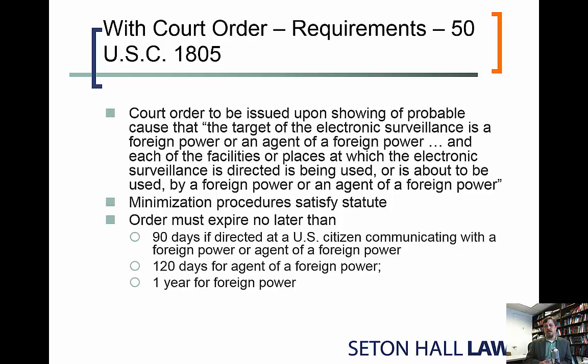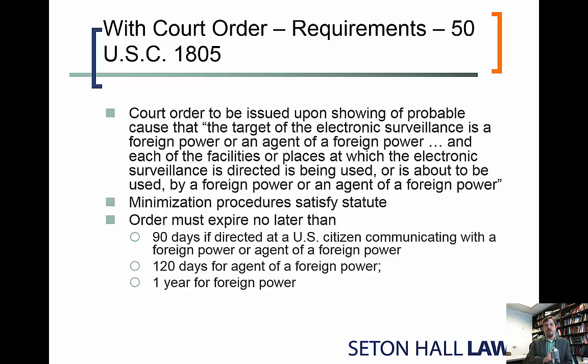So what is the probable cause? Now, remember, the normal probable cause under the Fourth Amendment for obtaining a search warrant is probable cause that a crime has been committed, or is being committed, or is about to be committed. Right? So you've got to make a showing that there's probable cause that there's a crime, and that requires you to specify, to some degree at least, what the crime is.